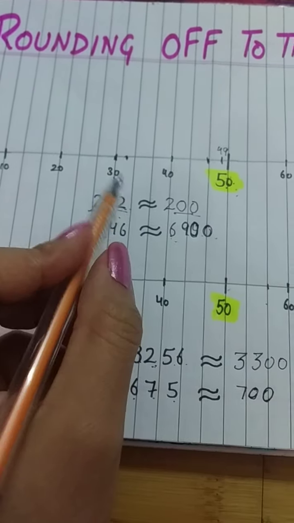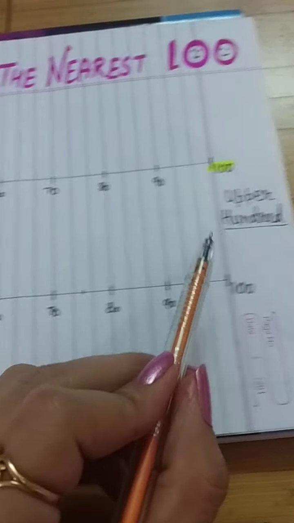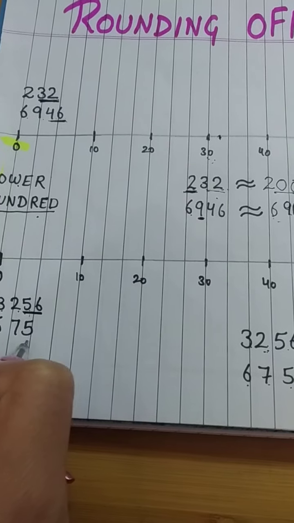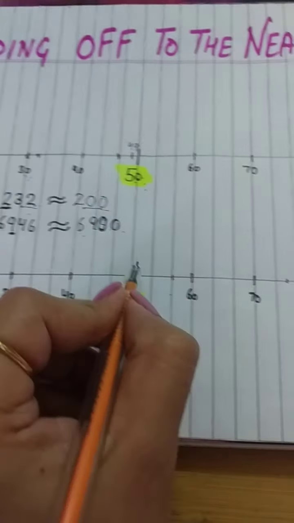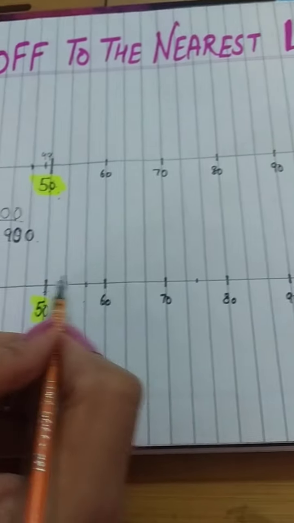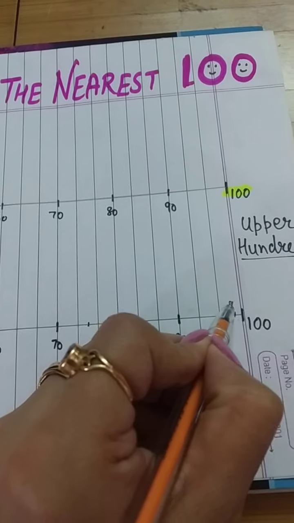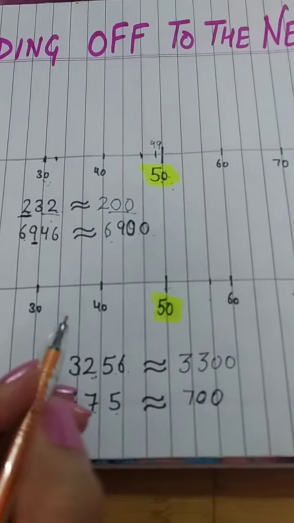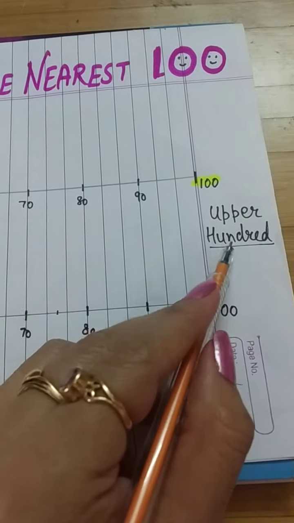But if we have to round off to the upper 100, what do we have to observe? The tens value should be 50 or above 50, more than 50, up to 99. If it is up to 99, then we will round up to the nearest upper 100.